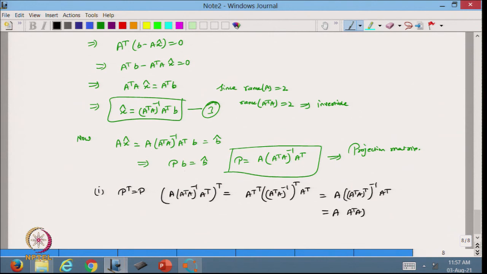Then this is equal to again A inverse A transpose. So this is again the P. So it is symmetric, because we are taking the projection and taking the transpose, so it does not matter.